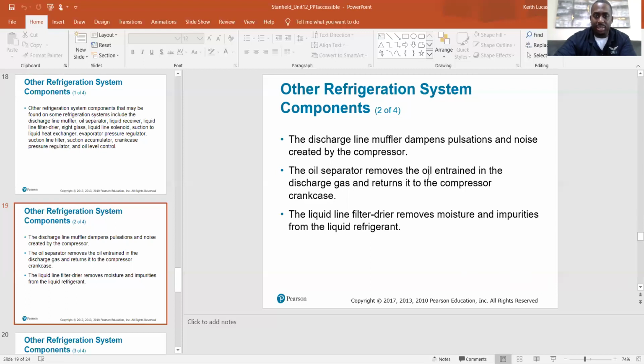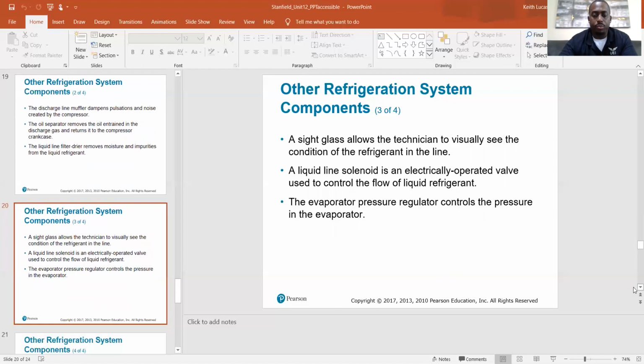dampens pulsations and noise created by the compressor. The oil separator removes oil entrained in the discharge gas and returns it to the compressor crankcase. The liquid line filter dryer removes moisture and impurities from the liquid refrigerant. Sight glass allows the technician to visually see the condition of the refrigerant in the line. A liquid line solenoid is an electrically operated valve used to control the flow of liquid refrigerant.